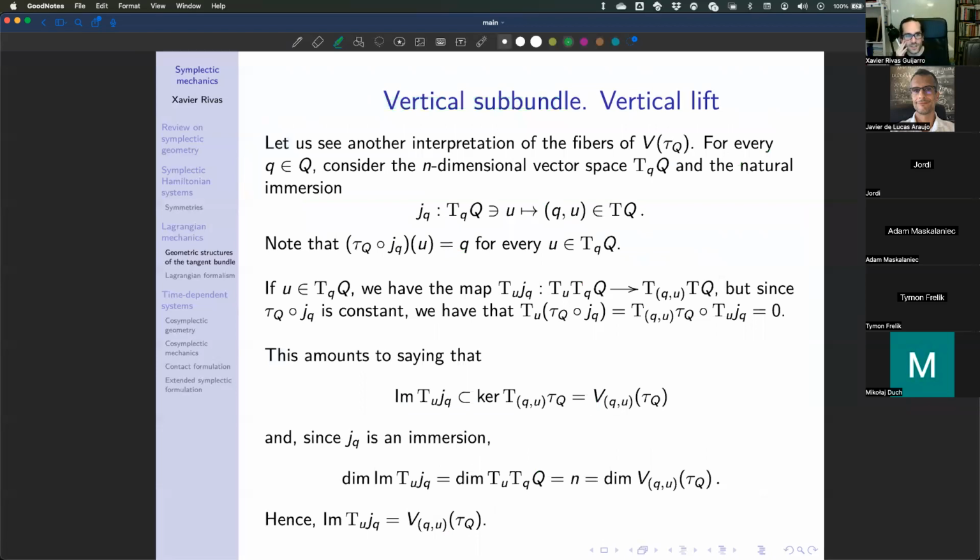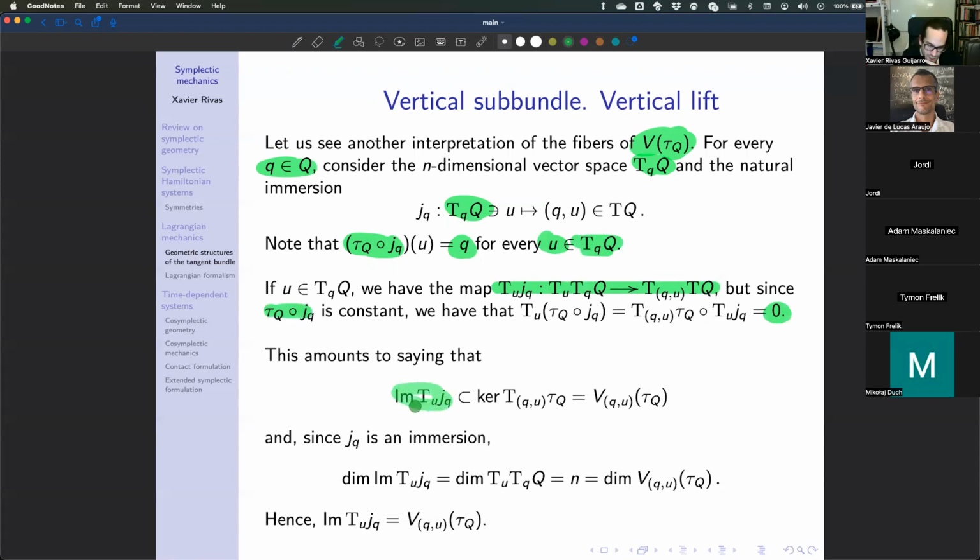Now let's see what properties this has. We'll try to give another interpretation of the fibers of this bundle. So for every Q in the manifold Q, consider the n-dimensional vector space, this tangent space here. Of course, we have this natural immersion. We can introduce a tangent space in the tangent bundle. This is very natural. Note this: if you introduce a tangent space in the bundle and then project it, this is constant, equal to Q for every vector in this tangent space. So its tangent map will be 0, because this is constant.